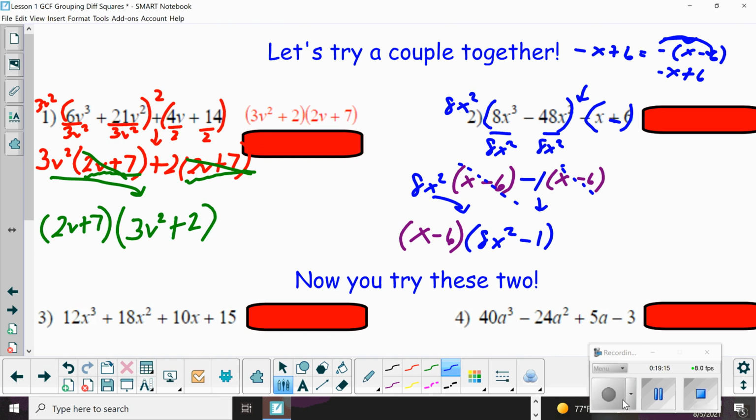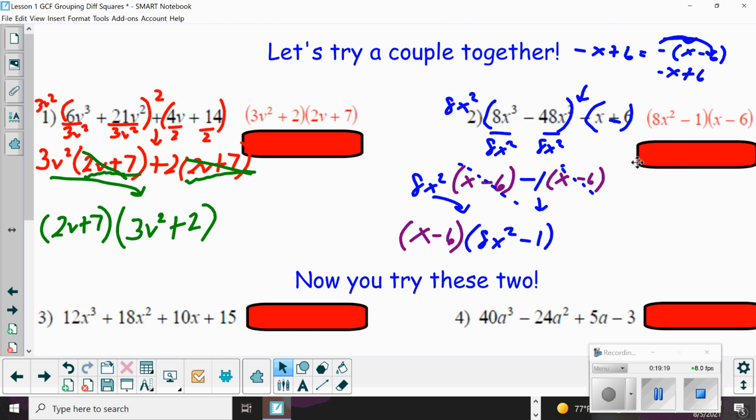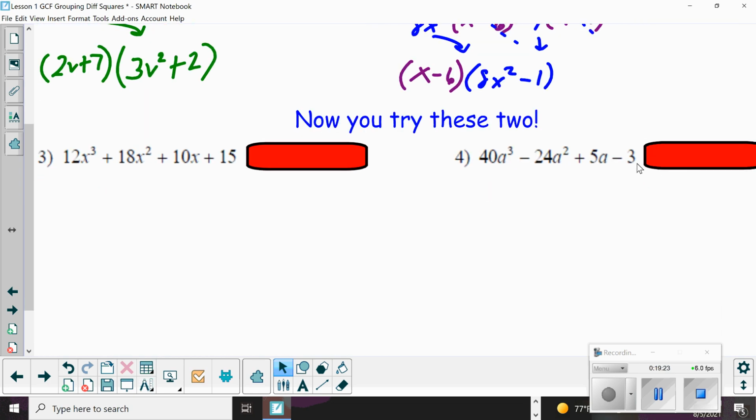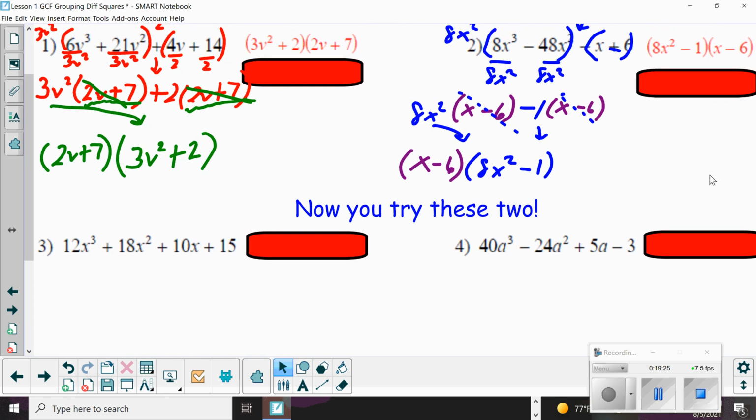Okay? Now, you have 2 more to try. So go ahead and try these and see what you get. I'll leave this like this so you can see the work. Both of these have pluses in the middle, so you don't have to worry about this situation for now.